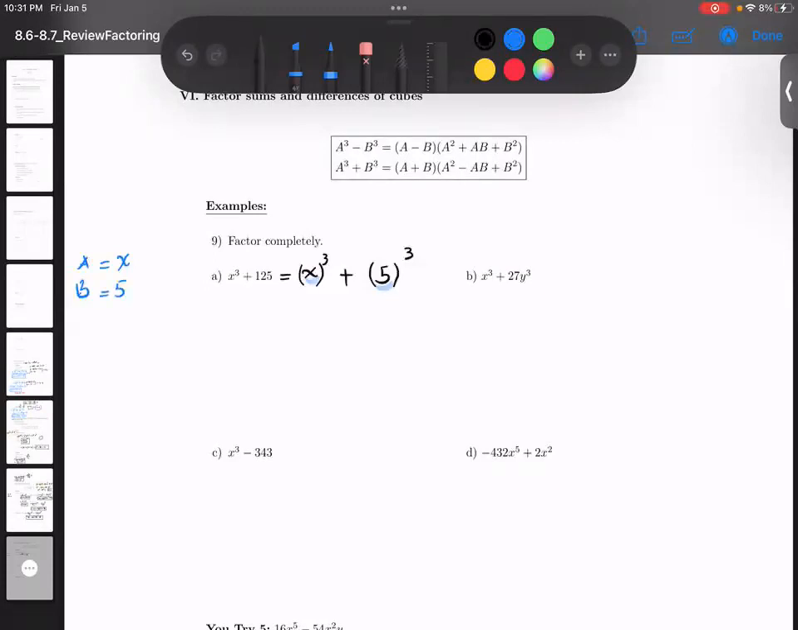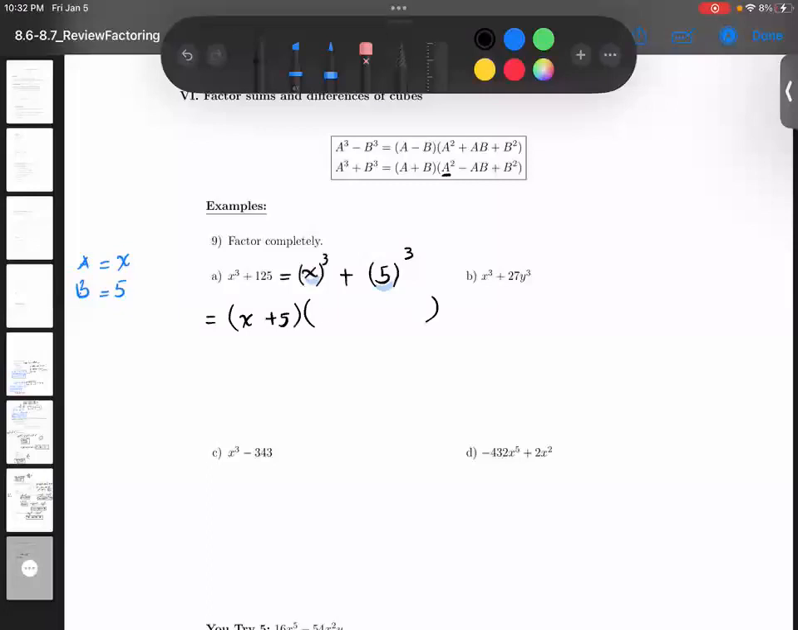All right, now we're gonna expand this. It's gonna be a binomial times a trinomial. A plus B, that's the rule right there. So A is x, so x plus 5. And then what's next? The trinomial is A squared, so that means A times A, so x times x, A is x.